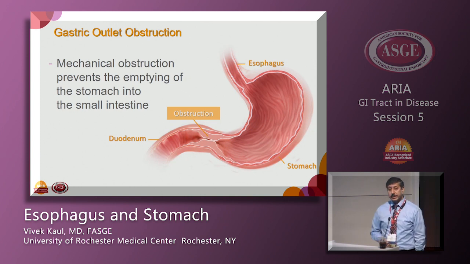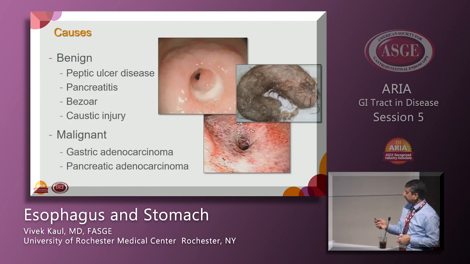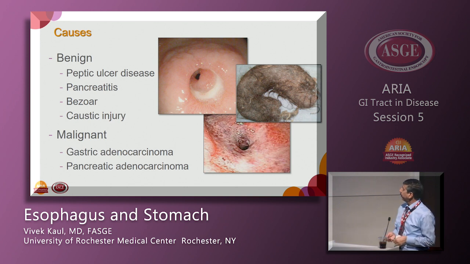Moving on to another entity, gastric outlet obstruction. Basically, it's a mechanical obstruction of the stomach, which prevents transfer of food and material from the stomach into the intestine. And this can be of two types. One can be benign from ulcer disease, as we discussed earlier. And then the other one can be malignant, typically from either a pancreatic cancer or gastric cancer or duodenal cancer. And the approach is a little bit different for both of them.